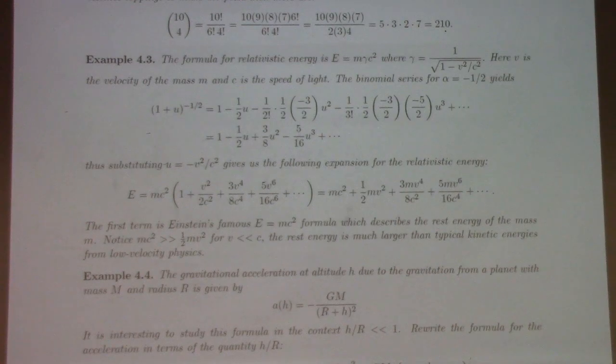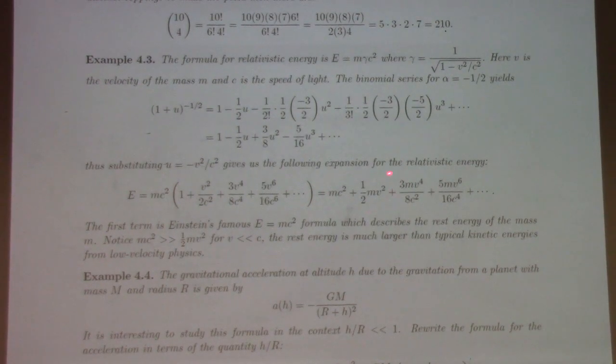So the power series expansion for this gamma function, expanding it in u equals v squared over c squared, is just this. And when you multiply that, you get mc squared plus 1/2 mv squared plus 3/8 mv to the 4th over c squared plus these terms. Now, this is Einstein's E equals mc squared formula that you've probably heard about somewhere.